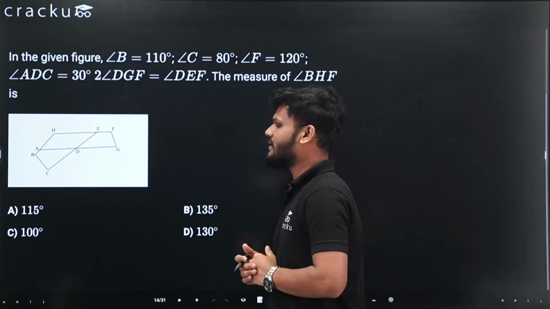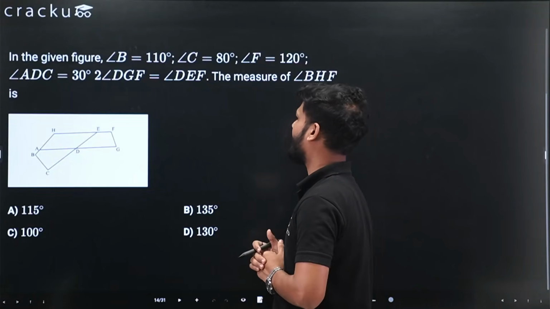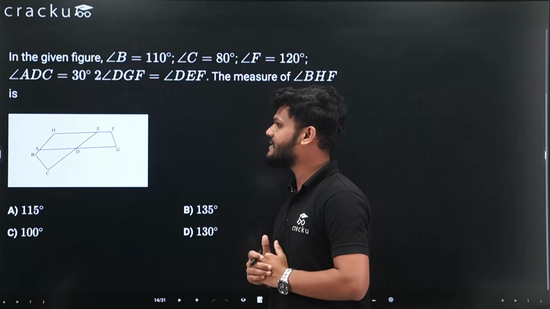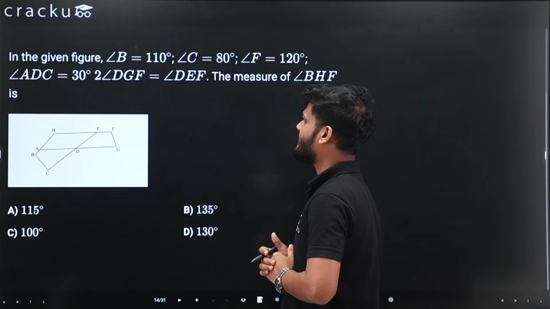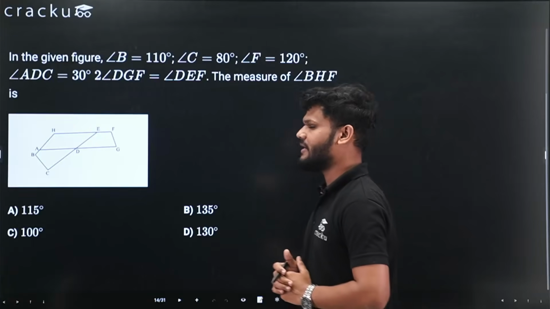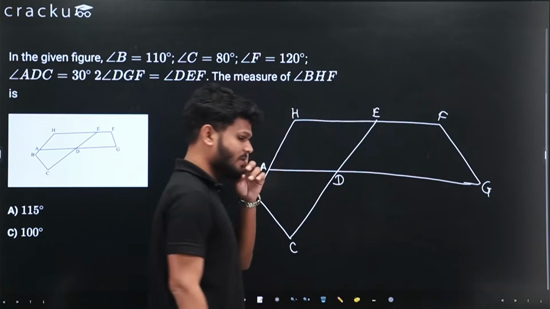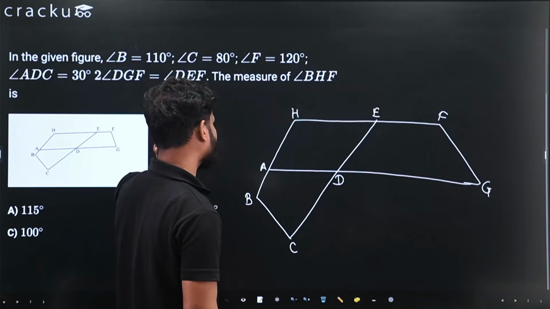So in the given figure, angle B is 110 degrees, angle C is 80 degrees, angle F is 120 degrees, ADC is 30 degrees, and twice of DGF is equal to DEF. Then the measure of angle BHF. So we need to find this angle. Let us first draw the figure. So this is the figure. Now let us denote the angles.